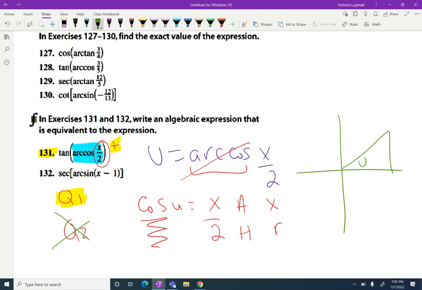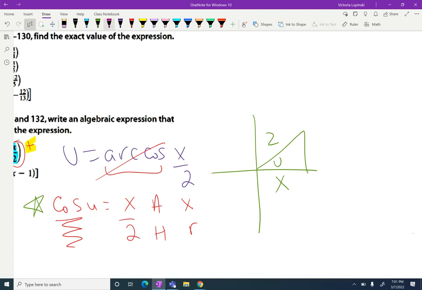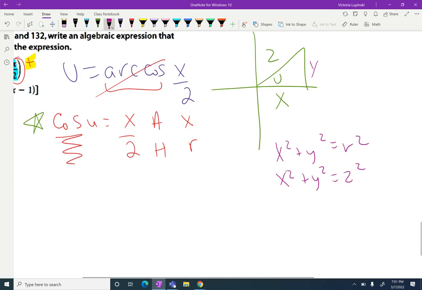Your U always has to come from the origin. Because the cosine of U is equal to the adjacent over the hypotenuse, or the x over the r, you're going to go ahead and assign the sides as such. In order to finish this, you have to find the third side. So you can think of the third side as y. Remember that x squared plus y squared equals r squared. So x squared plus y squared equals 2 squared. That would mean that y squared is equal to 4 minus x squared.